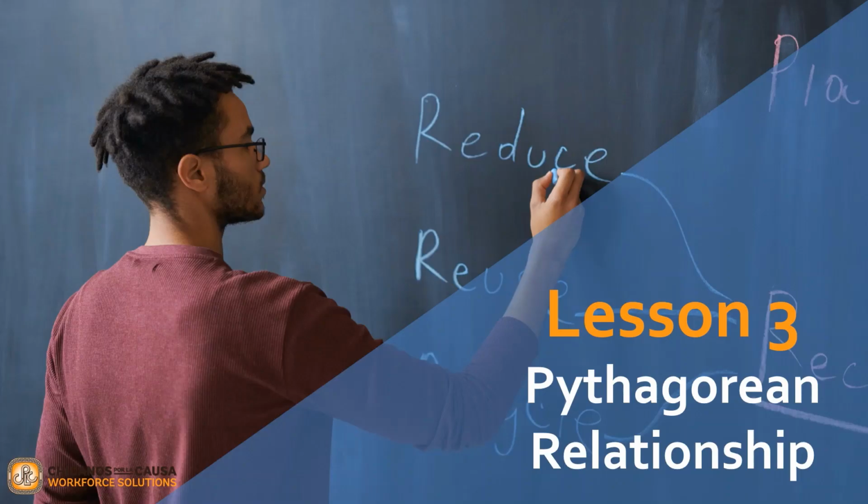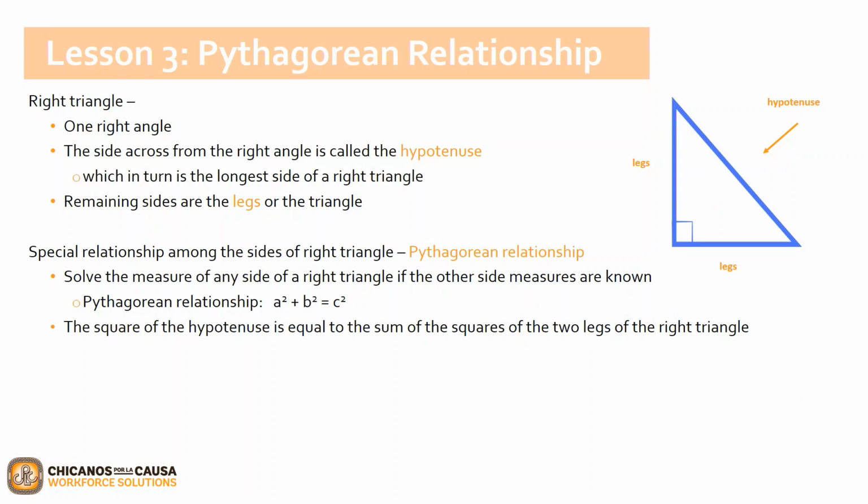Let's move on to Lesson 3, Pythagorean Relationship. During this lesson, we are going to learn about the Pythagorean relationship. The Pythagorean relationship focuses more on the right triangle. So let's review a little bit about the right triangle. Remember that with the right triangle, it has one right angle. A right angle measures 90 degrees.